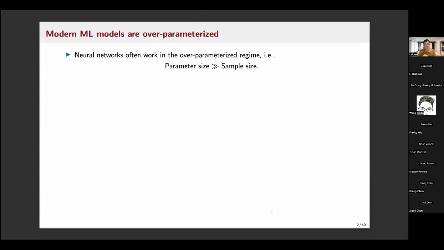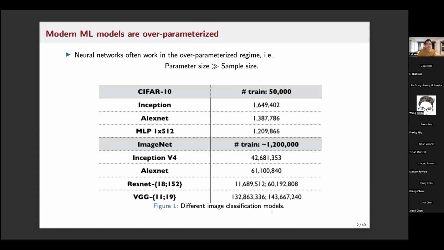So in machine learning, there are some situations when the model is over-parameterized. In these situations, it's actually very common, in particular before the large language model dominates the community. For example, in ImageNet, we have around 1 million images, but the state-of-the-art models have many more parameters. For example, ResNet-152 has 60 million parameters, which is much more than the samples. That means our model can easily interpolate all the training data.